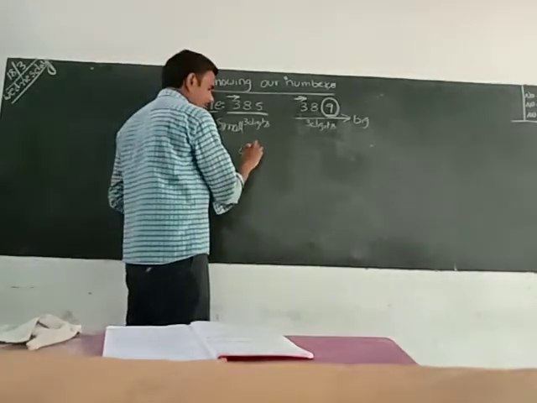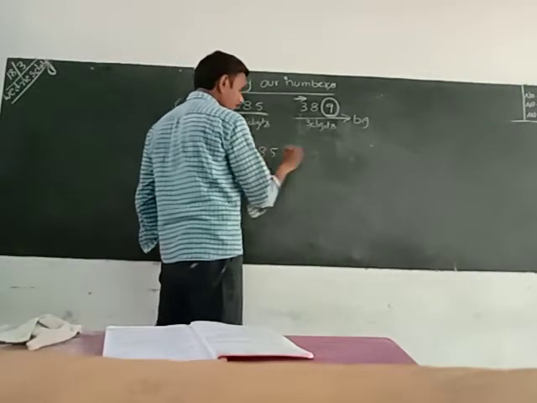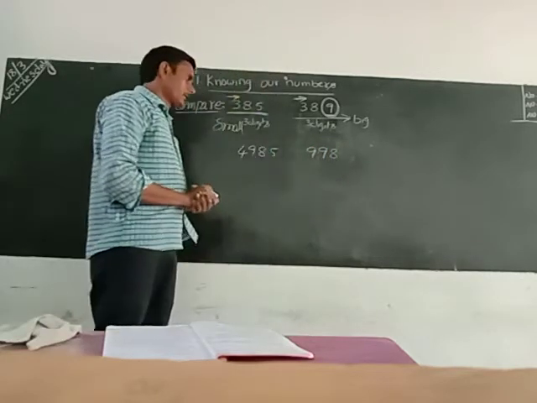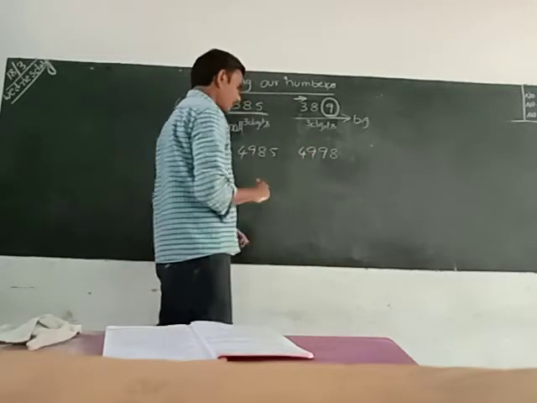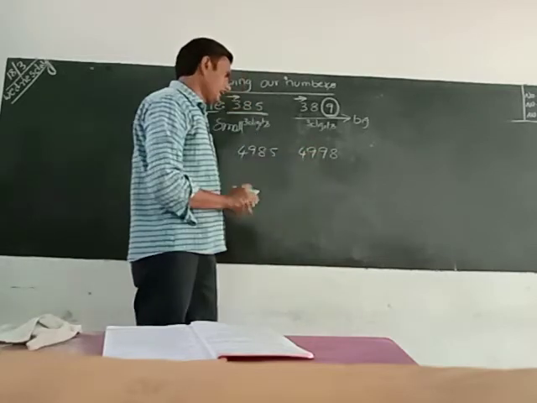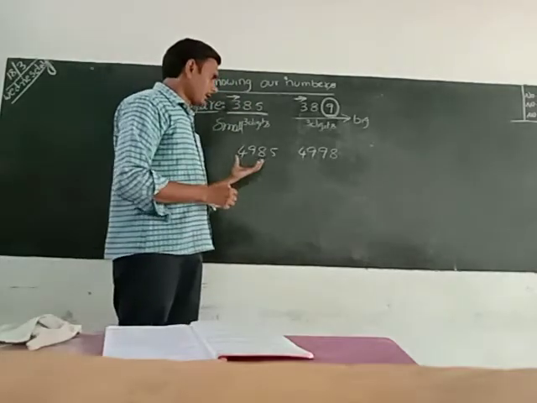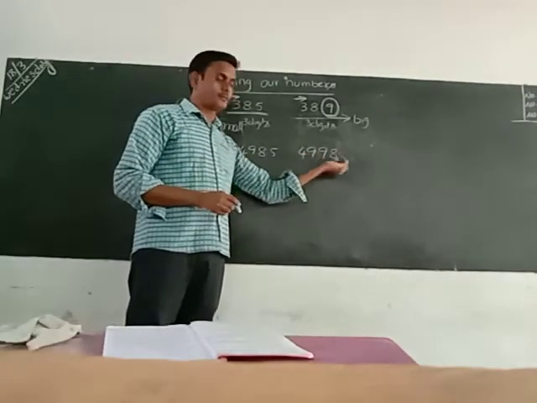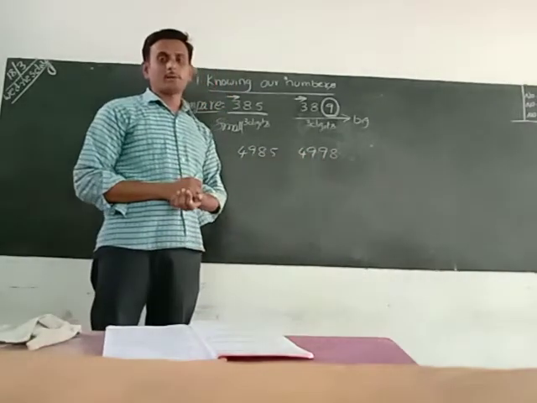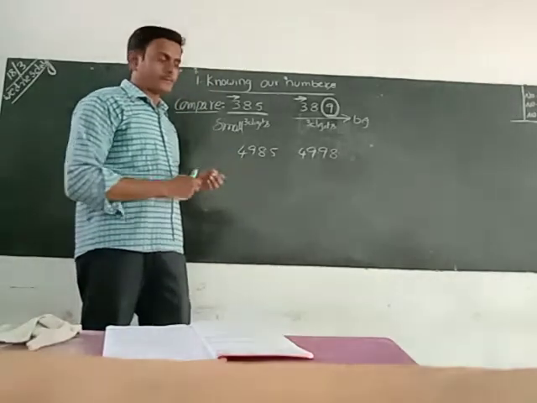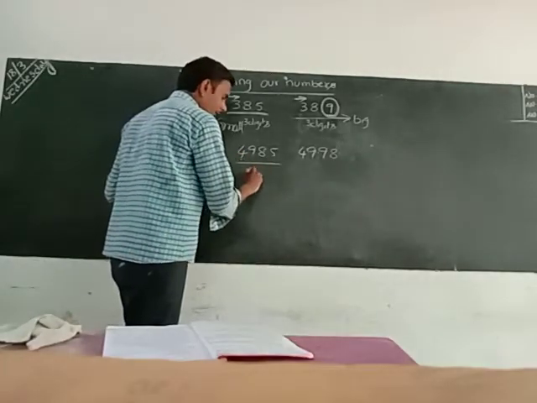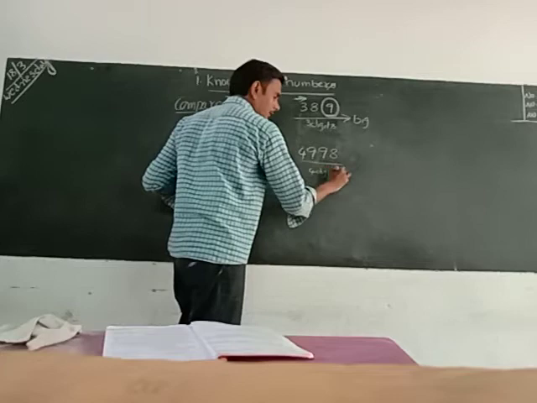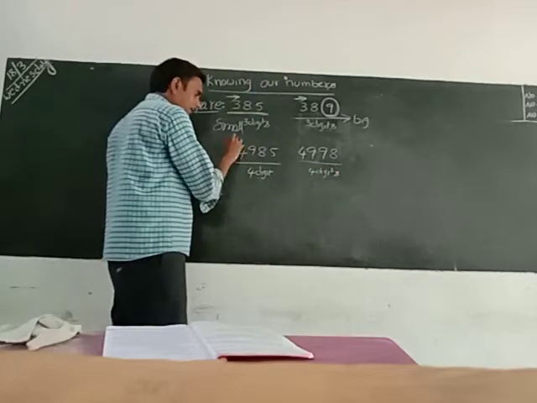Okay, what is the comparison? 4 9 8 9 5 and 4 9 9 8. Okay, like this the comparison is given to you. We have the same number of digits here. Here 1, 2, 3, 4 digits. Here 1, 2, 3, 4 digits. Both numbers have the same number of digits. Then we can compare from the left side. Compare from the left side of each number.